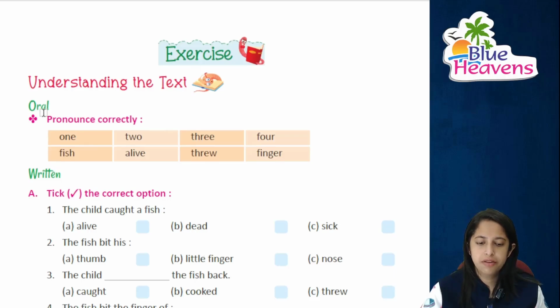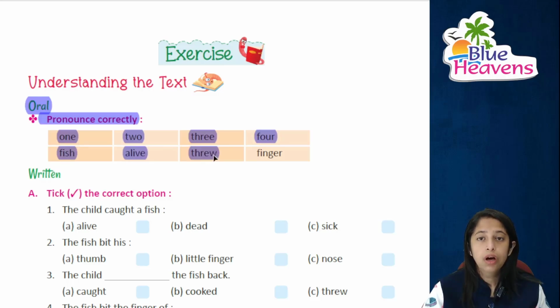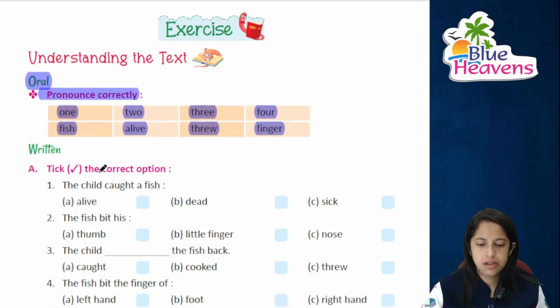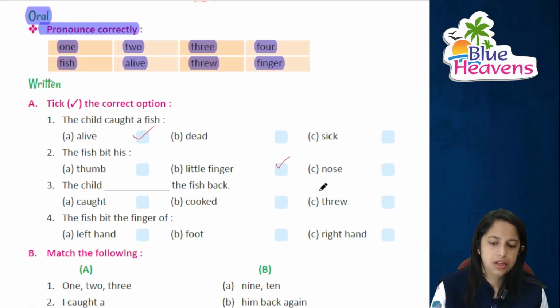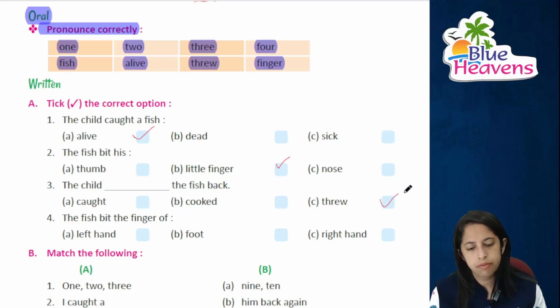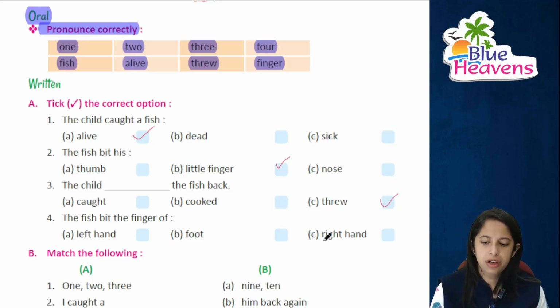Moving on to the exercise, the first exercise is the oral exercise where we will be learning how to pronounce each word correctly. The first is 1, the next one is 2, then 3, then 4. Next is fish, then alive, then threw, throw का threw हो जाता है, then comes the finger. Moving on to the correct answers: the child caught a fish alive. The fish bit his little finger and the child dashed the fish back. The child threw, वापस से उसको उसकी जगह पे छोड़ देता है, and the fish bit the finger of the right hand.